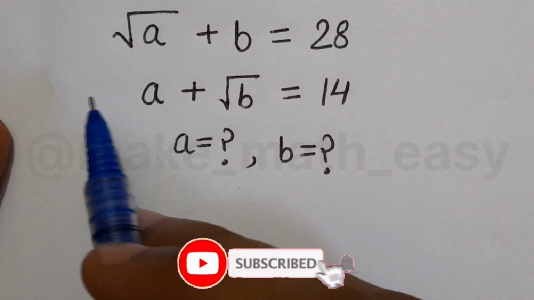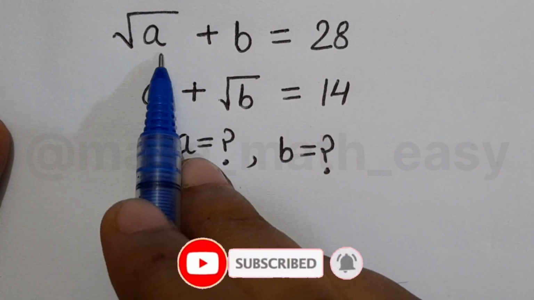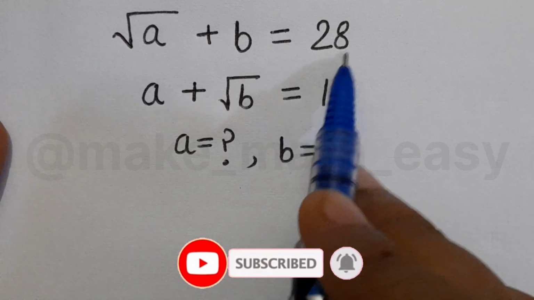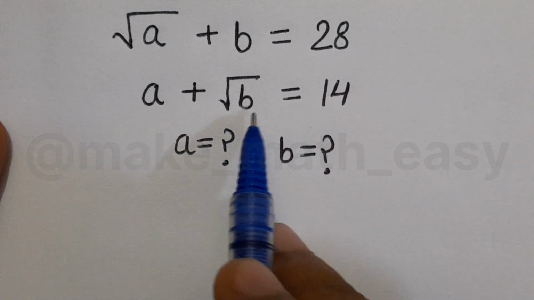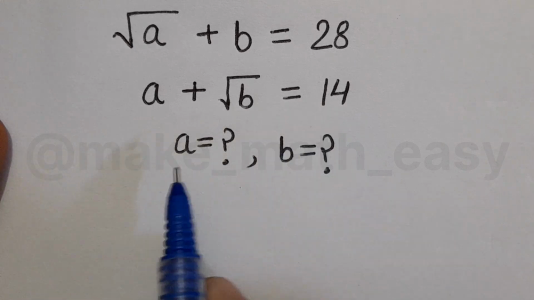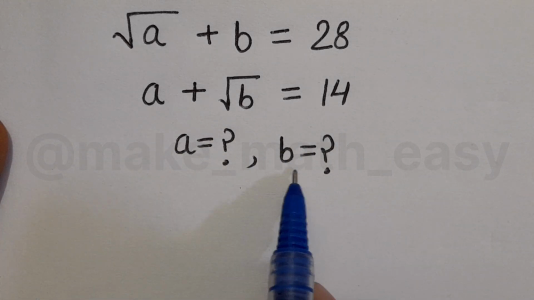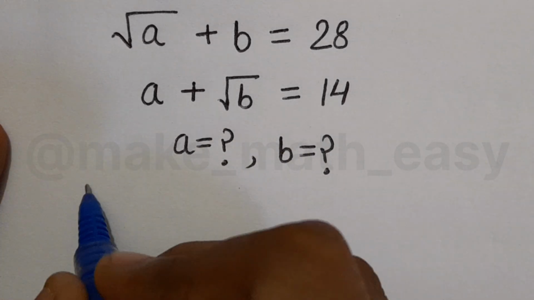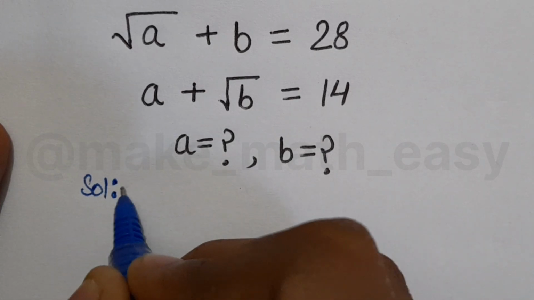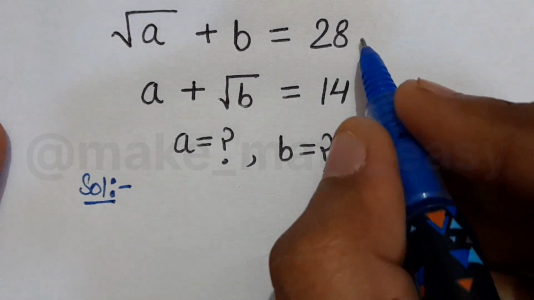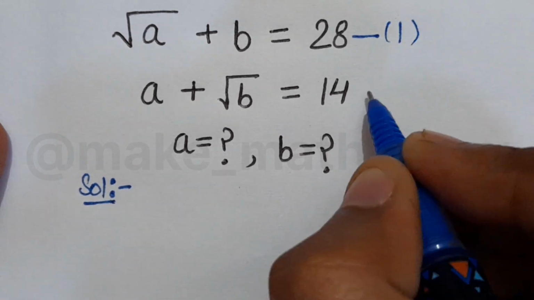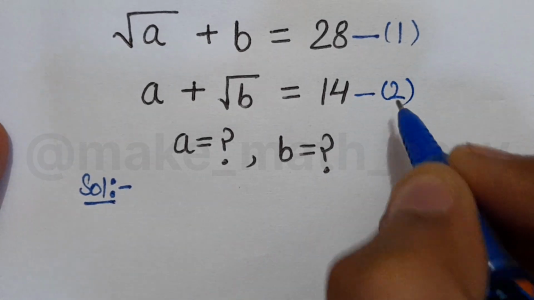Our problem is we are given root a plus b equals to 28 and a plus root b equals to 14, and we have to find the value of a and b. So let's start the solution. First of all, name both these equations as equation number 1 and equation number 2.